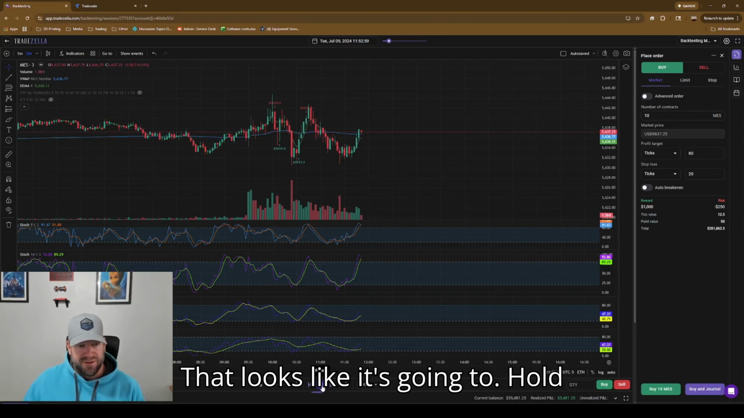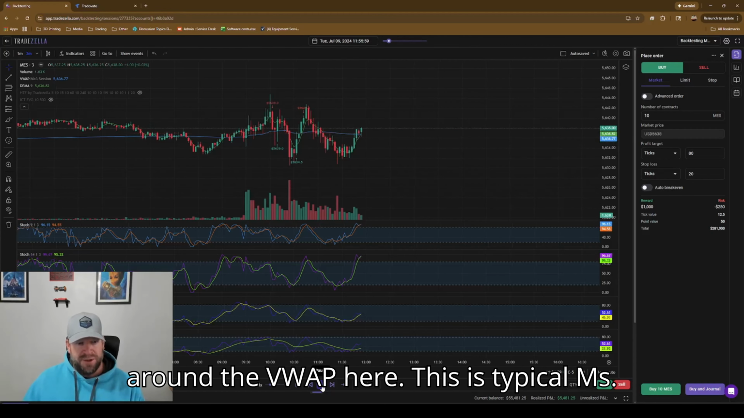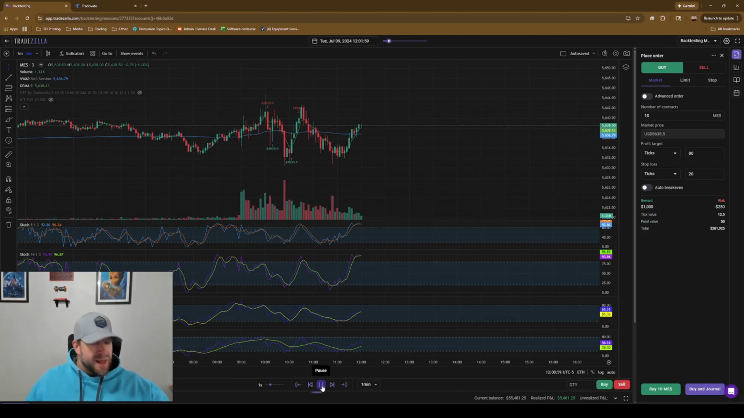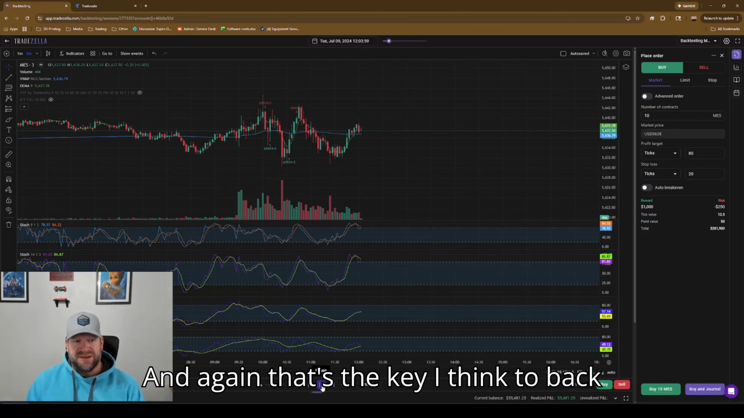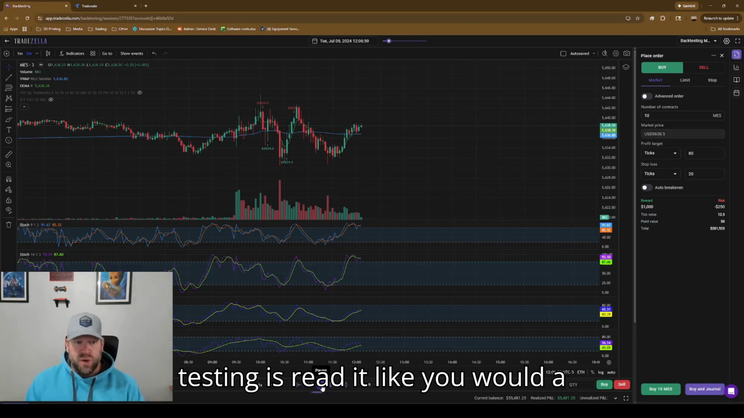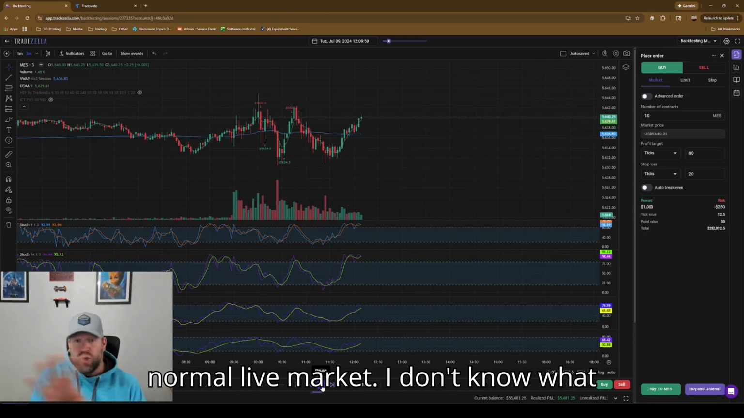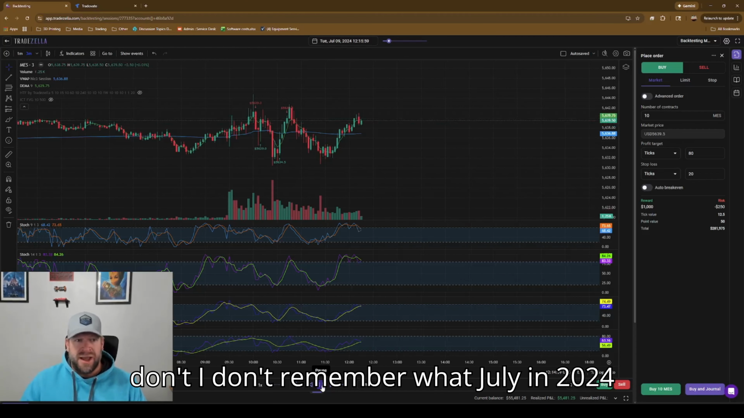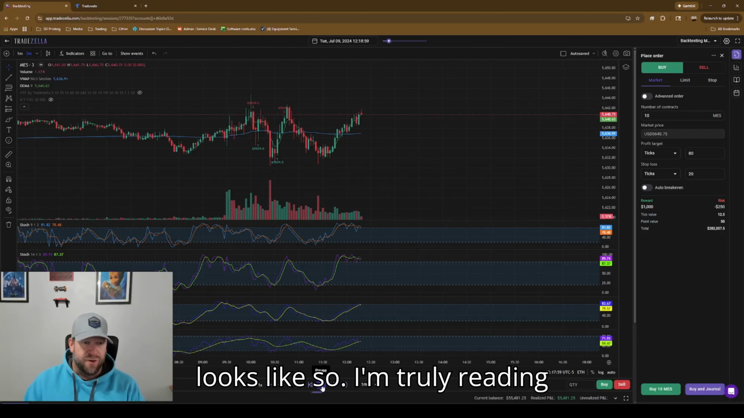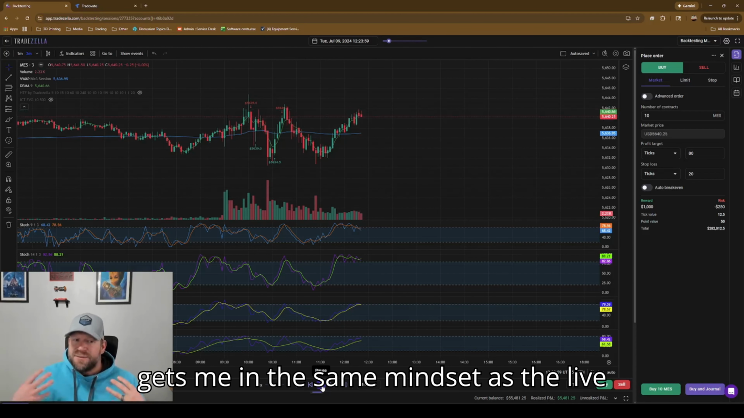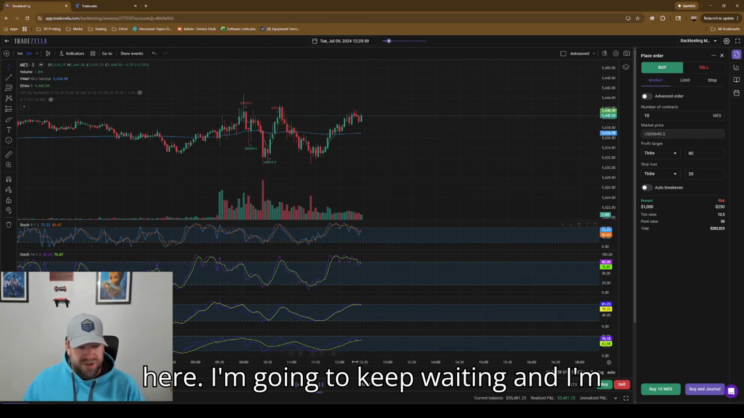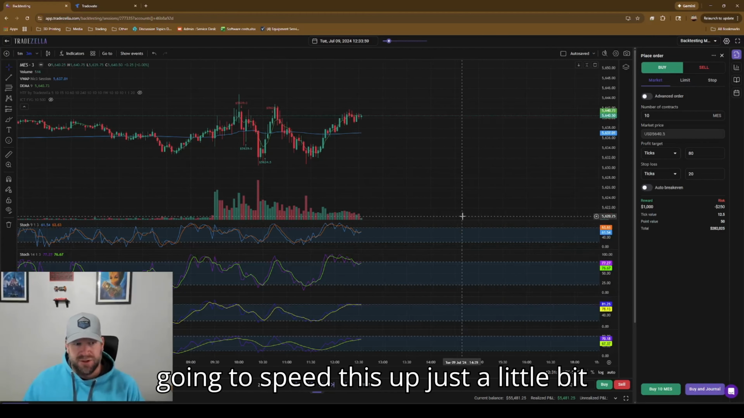Now, it looks like it's going to hold around the VWAP here. This is typical MES behavior. And again, that's the key, I think, to backtesting: read it like you would a normal live market. I don't know what this CME data looks like. I don't remember what July in 2024 looks like. So I'm truly reading it as if it's a live market, and that gets me in the same mindset as the live market. Now I've got my hooks coming over here. I'm going to keep waiting, and I'm going to speed this up just a little bit for us.